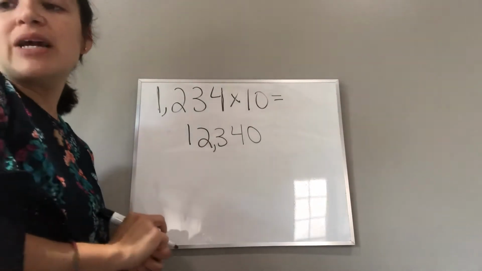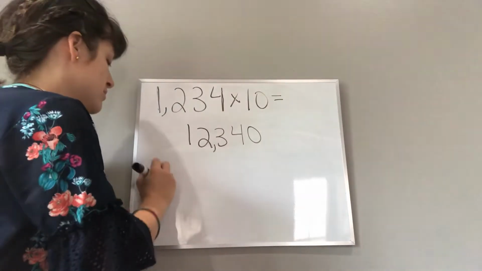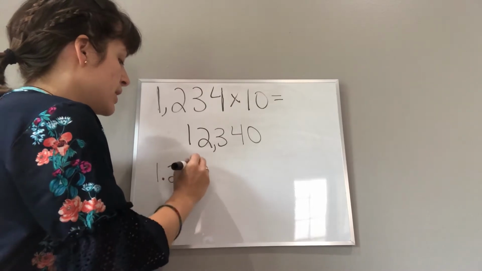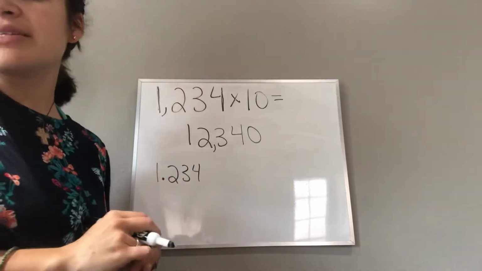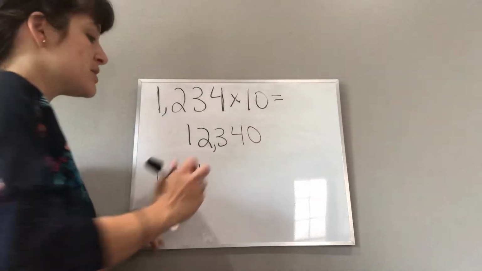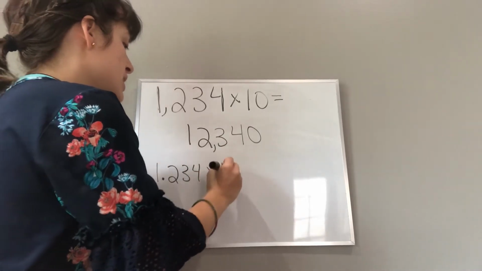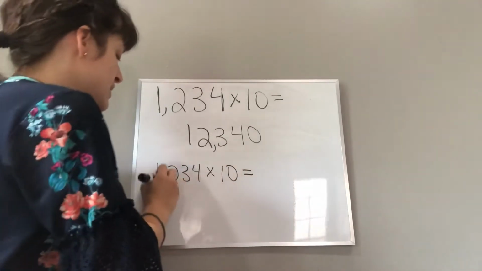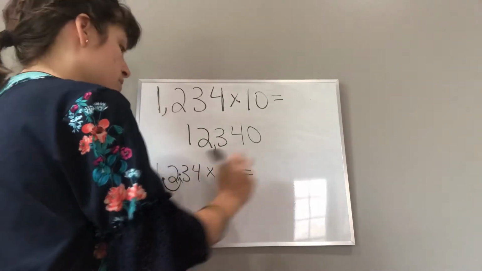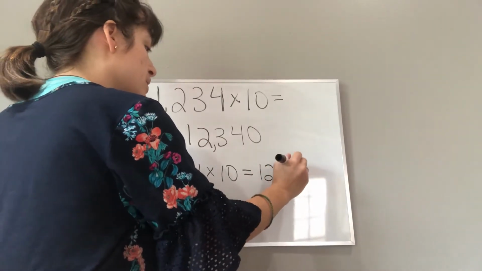When a decimal is multiplied by 10, the digits are also moved to the next higher place value. So we'll use 1.234, or 1 and 234 thousandths. As a result, the decimal point has moved one place to the right. So 1 and 234 thousandths times 10: the decimal point is going to be moved one place to the right. So I end up with 12 and 34 hundredths.